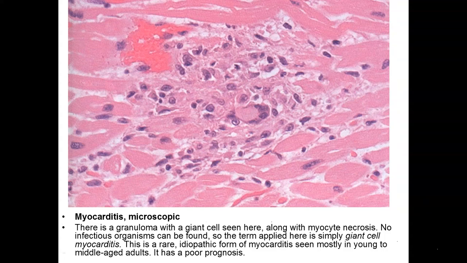Again, here you see the example of myocarditis. So you see the microscopic pattern of this pathology. There is a granuloma with giant cells in here, along with myocyte necrosis. No infectious organism can be found, so the term applied here is simply giant cell myocarditis. This is a rare idiopathic form of myocarditis, seen mostly in young to middle-aged adults, and it has a poor prognosis, unfortunately.